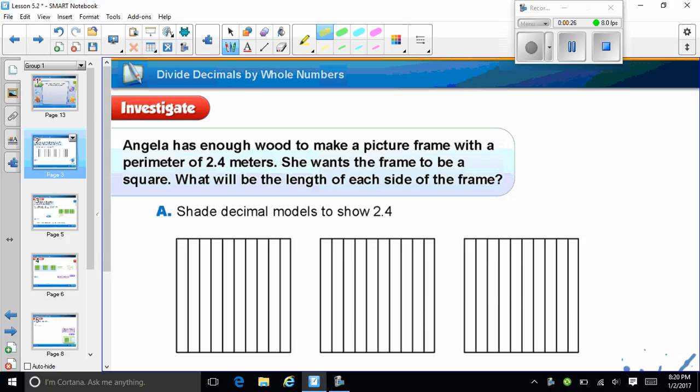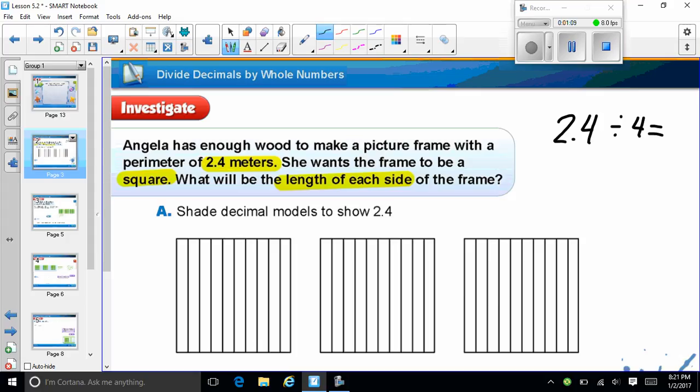Angela has enough wood to make a picture frame with a perimeter of 2 4/10 meters. She wants the frame to be a square. What will be the length of each side of the frame? So I see that I'm working with 2 4/10 meters, and she wants the frame to be a square. The question is, what will the length of each side be? So my number is 2 4/10, and since I'm talking about a square and I want each side, my second number is going to be 4. And so essentially my equation is asking me to solve this.